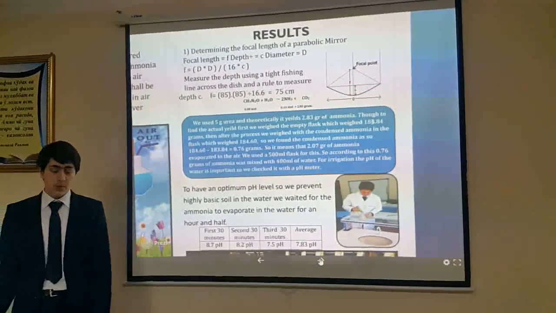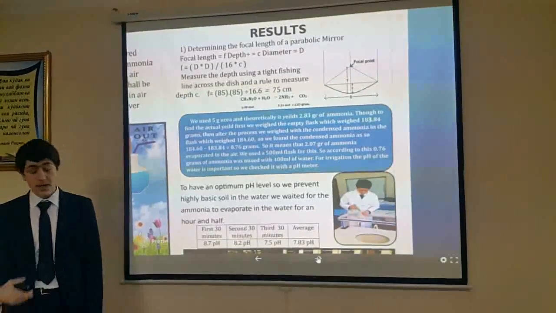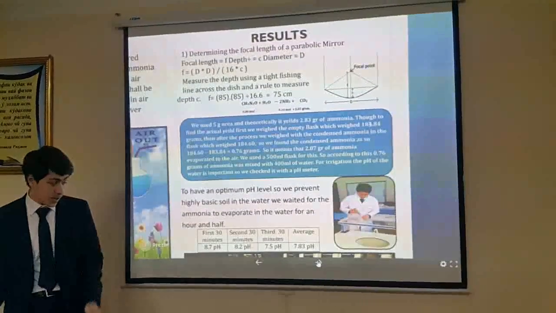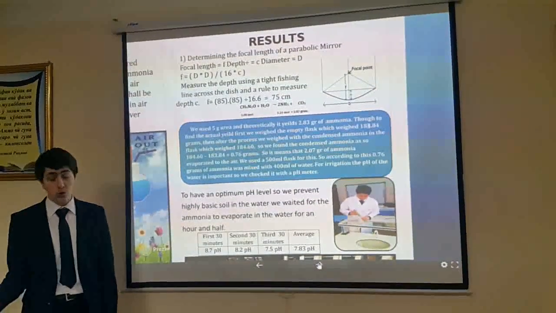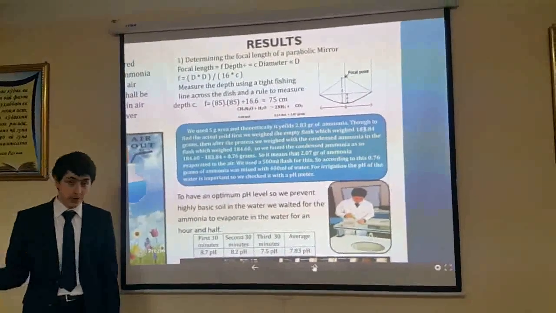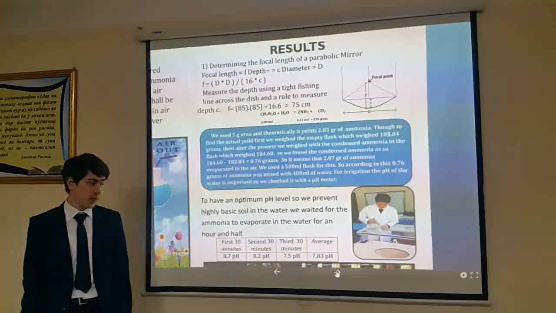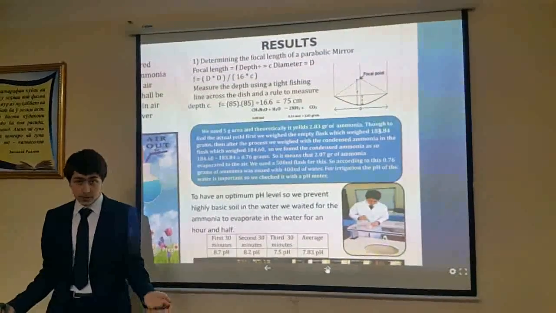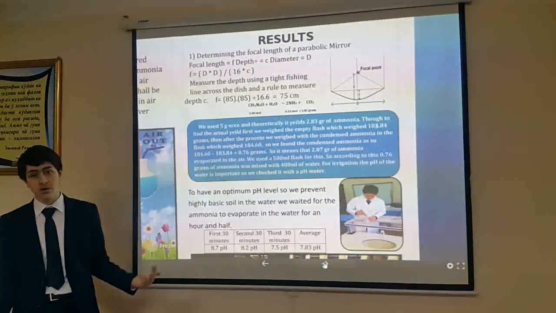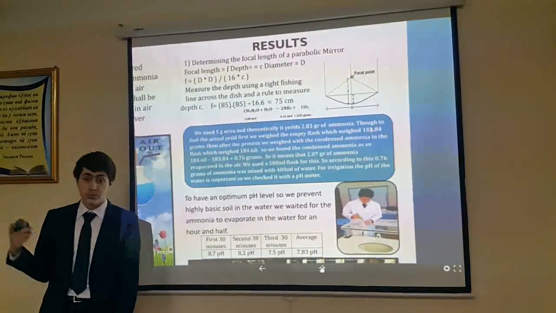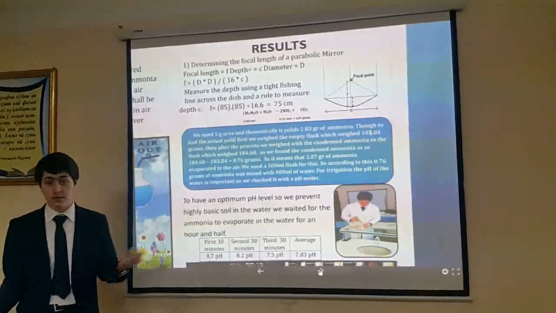was 8.7. The next 30 minutes, now 1 hour has passed, 8.2. And after another 30 minutes has passed, we found 7.5 pH. So our average pH level in 1 hour and a half is 7.8. This we found out is the neutral pH level for irrigation.